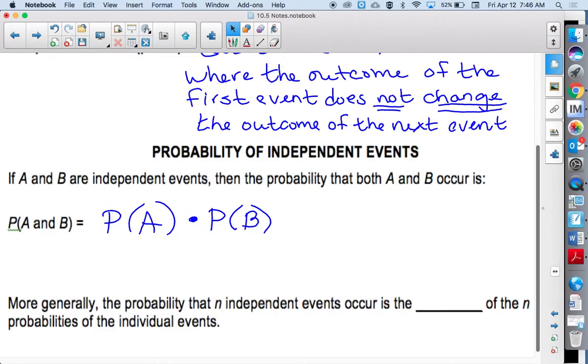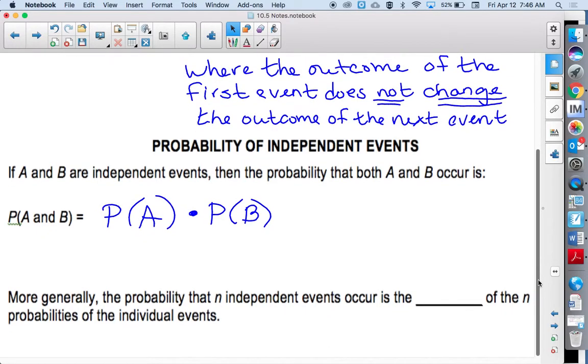Because if you want 2 events occurring, the probability of that happening is less likely than 1 event or another event occurring. So when you multiply, you get a smaller probability. It says more generally, the probability that n events occur is the multiples of the n probabilities of the indicated events. So it doesn't matter how many events we have. If I have 15 events, I'm going to multiply the occurrence of each event together.